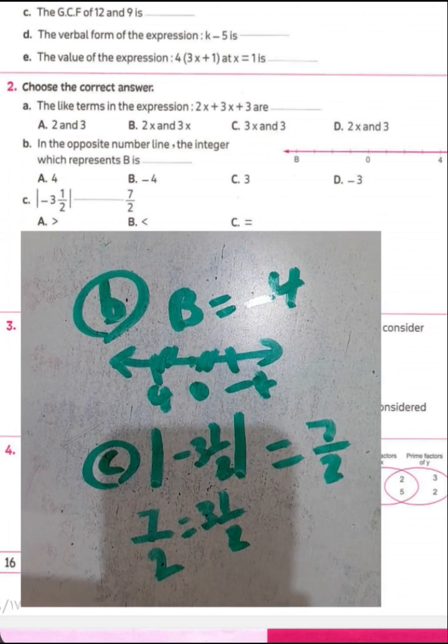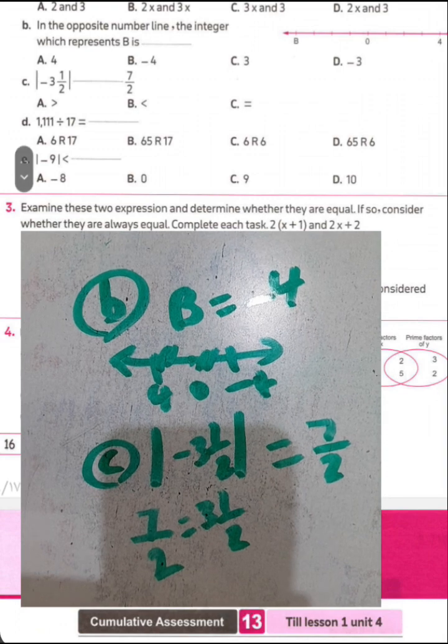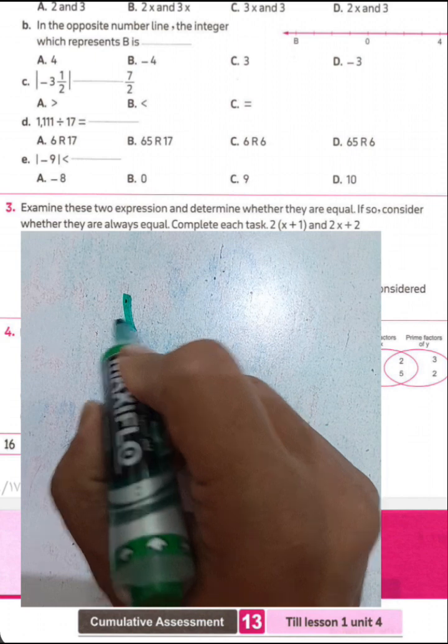We can convert from mixed number to improper fraction: 3 times 2 equals 6, plus 1 equals 7. The result will be 7 over 2. Question letter D.